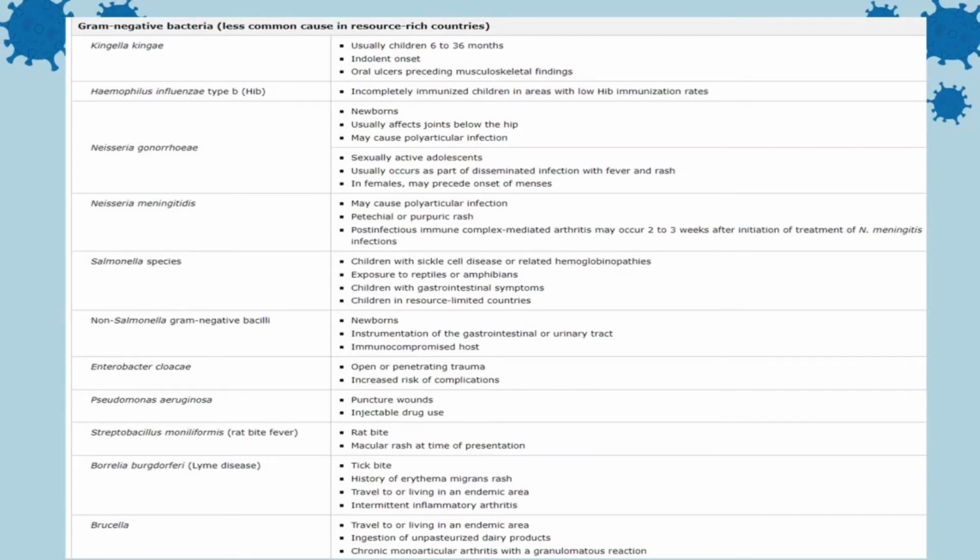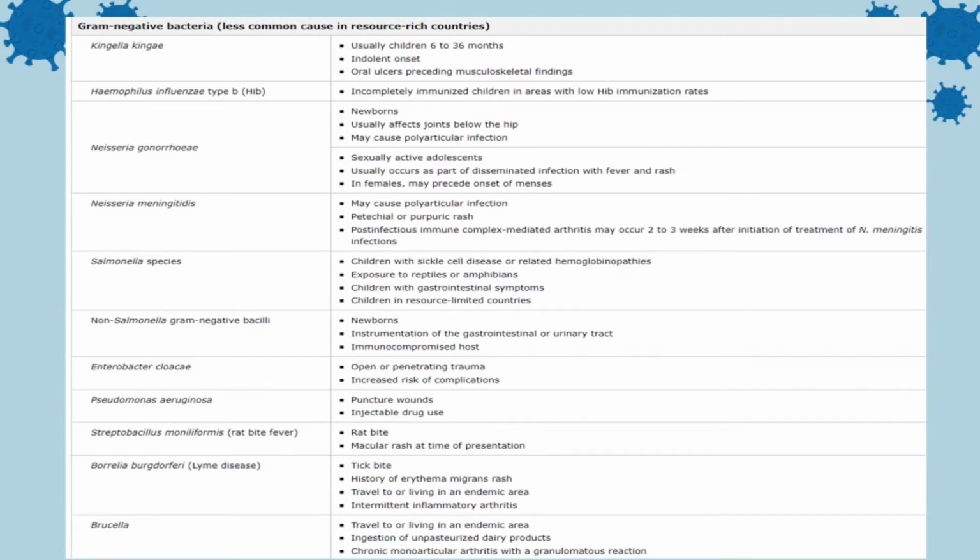with immunocompromised hosts, open or penetrating trauma. For Enterobacter cloacae, increases the risk of complications. For Pseudomonas aeruginosa, people with puncture wounds and people who are using injectable drugs. Streptobacillus moniliformis causes rat bite fever, caused by the rat bite, and presents with macular rash at time of presentation.